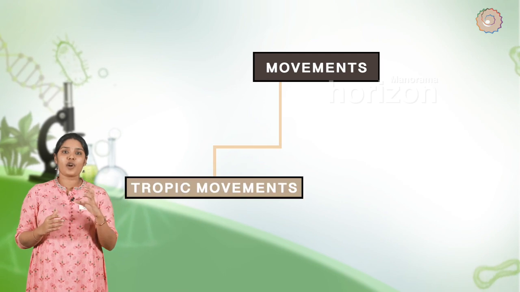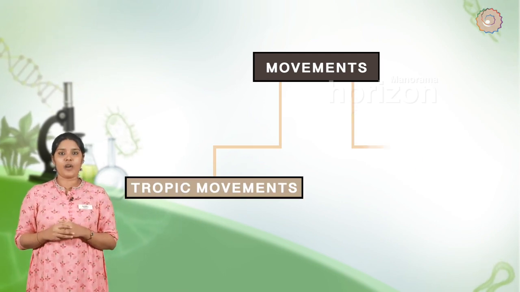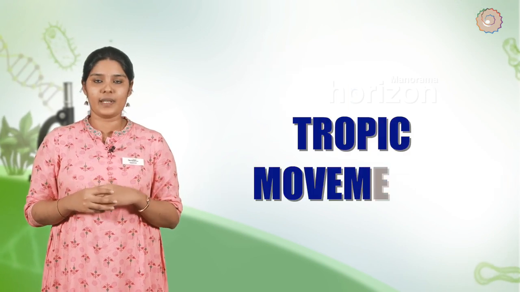Movements in plants. Plants exhibit two types of movements. They are growth dependent movements called tropic movements and non-growth dependent movements called nastic movements. Let us learn about the tropic movements in detail. Tropic movements can be classified into 5 types.